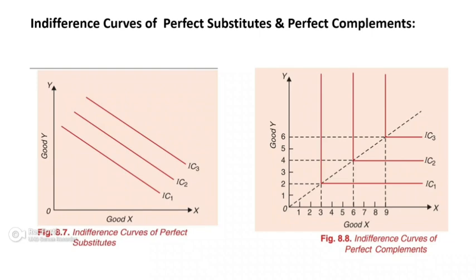Indifference curves of perfect substitutes and perfect complements. In case of perfect substitutes, the indifference curves are straight lines. The better the substitute goods are for each other, the closer the indifference curve approaches a straight line.